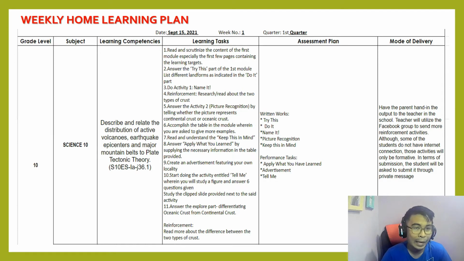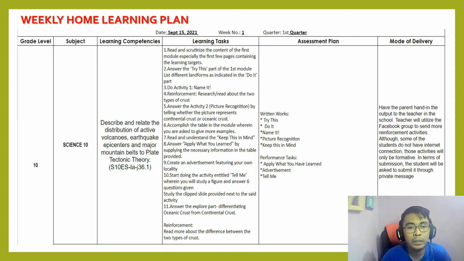Second, you are to answer the Try This part of the first module, and that is for you to list down the different landforms as indicated in the Do It part. And then, do Activity 1 entitled Name It. Fourth, you need to research or read about the two types of crust for further learning. Fifth, answer Activity 2 entitled Picture Recognition by telling whether the picture represents continental crust or oceanic crust.